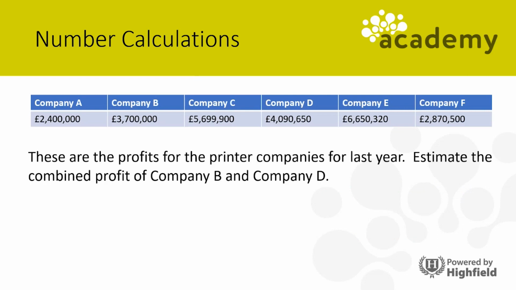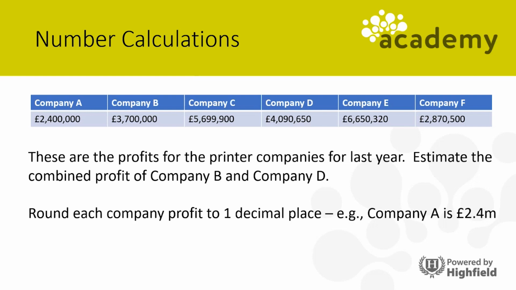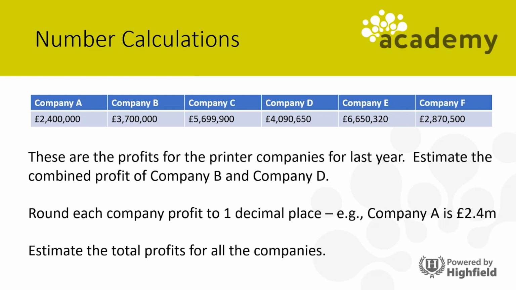These are the profits for the printer companies for the last year. Estimate the combined profit of Company B and Company D. Round each company profit to 1 decimal place and estimate the total profits for all the companies.